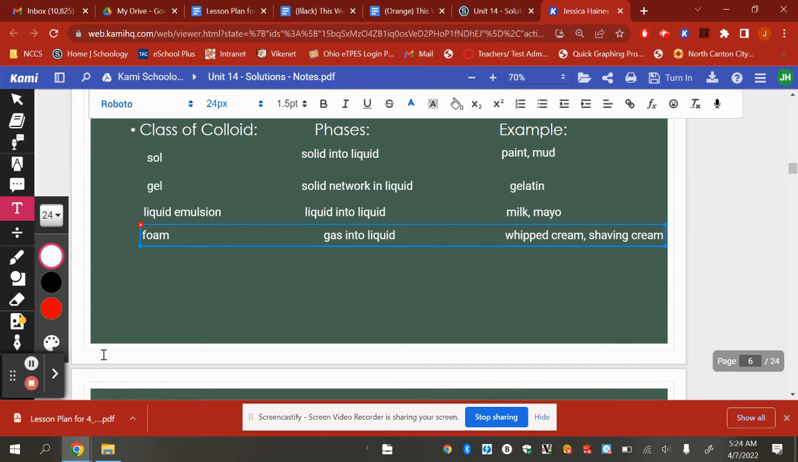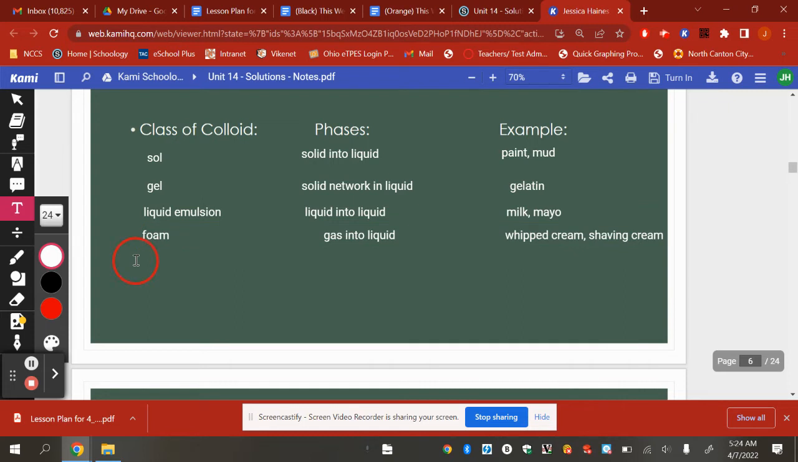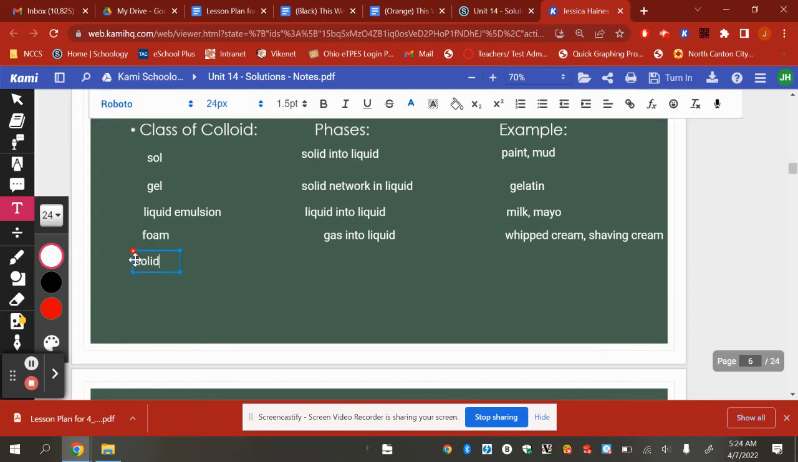Next one is solid aerosol. Okay, this one is solid into gas. So this is different, okay? Solid into a gas. So think what that means for a second. Think about an example of something where we have solid particles that are dissolved into a gas. And the best example I can give you of this is smoke.